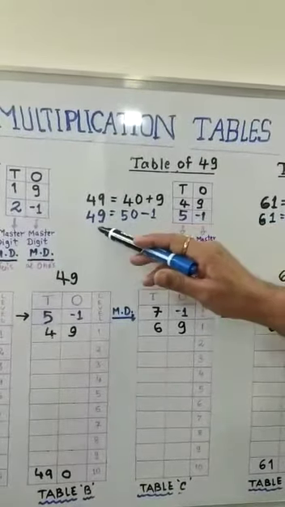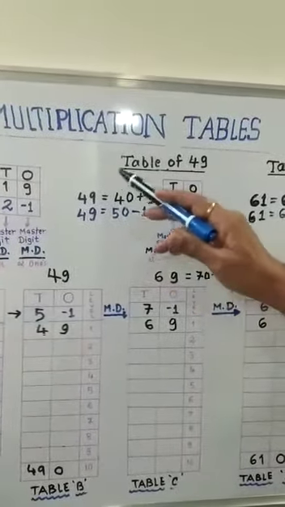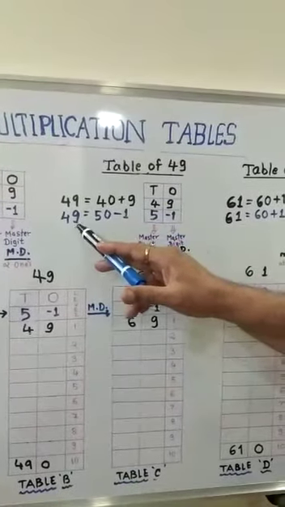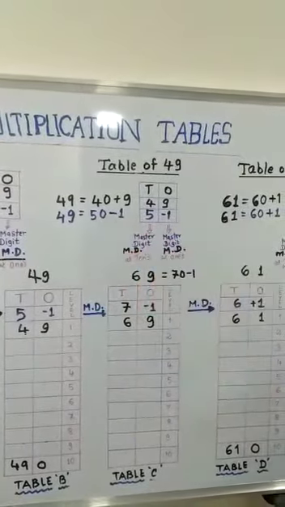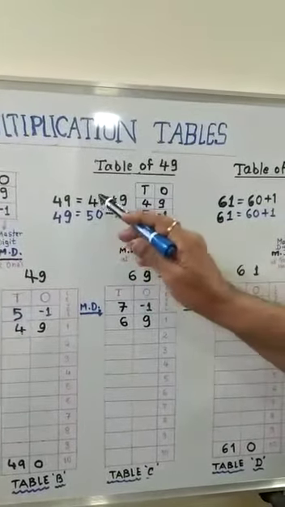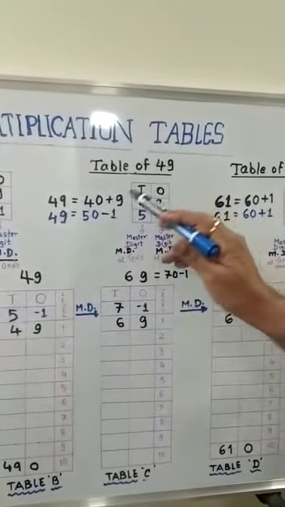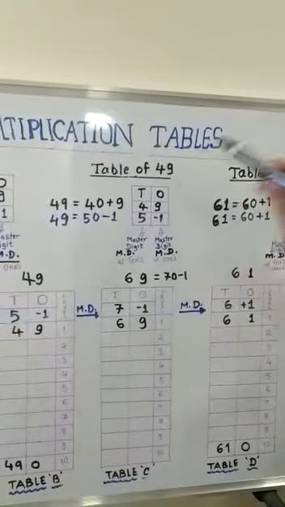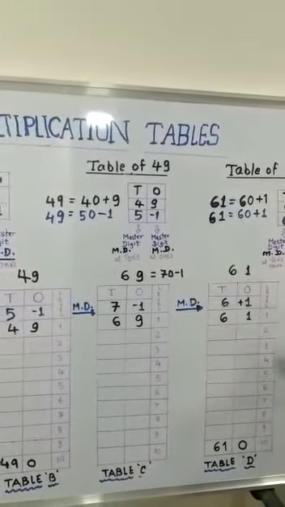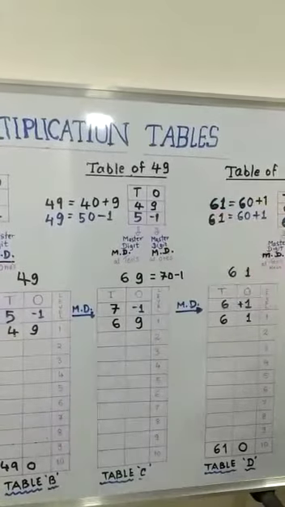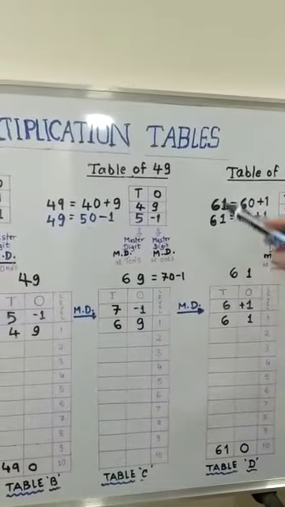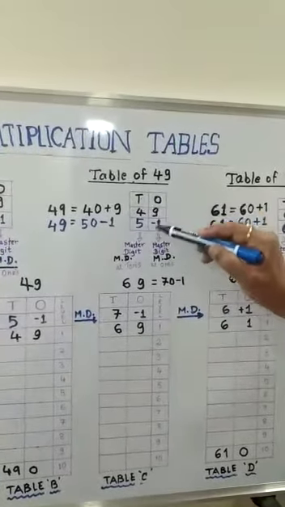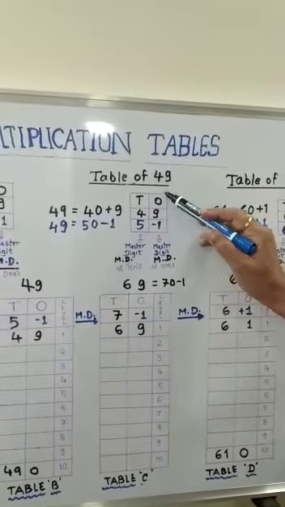But 49 is nearer to 50 rather than 40. So we can write 49 equal to 50 minus 1. For 50 we put 5 in the tens place and minus 1 in the ones place. These 5 and minus 1 are called the master digits. So 5 is the master digit at the tens place and minus 1 is the master digit at the ones place.